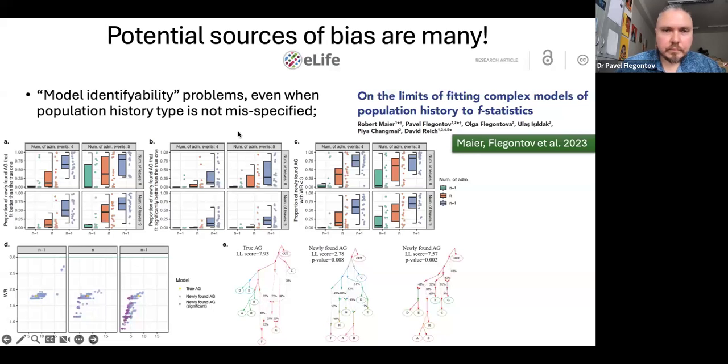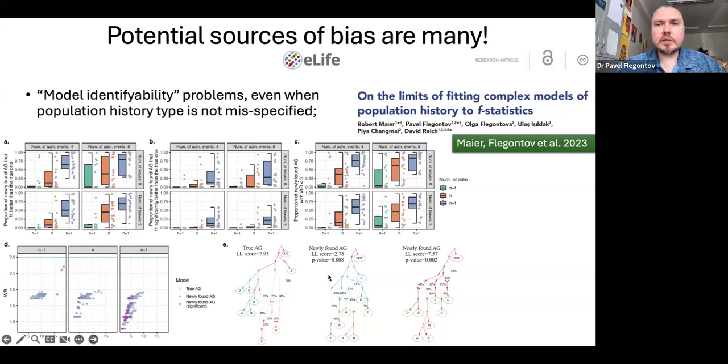And we see that in a large fraction of these experiments, let's say 25 or more than 50%, newly found models fit significantly better than the simulated one. And as we illustrate in panel E, these are not simply small variants of the simulated one.